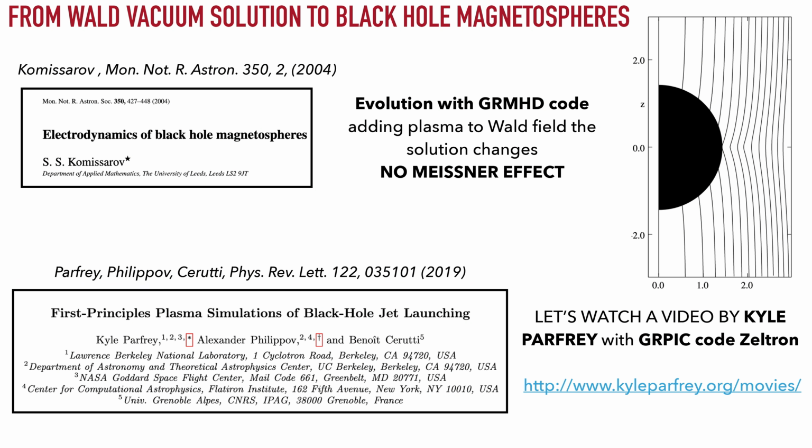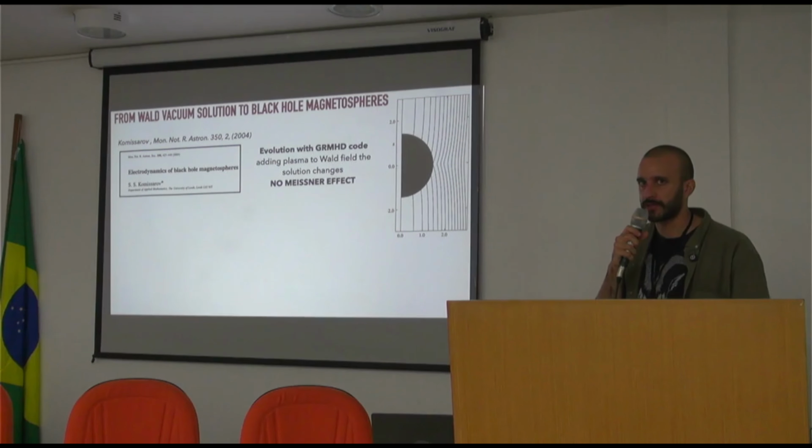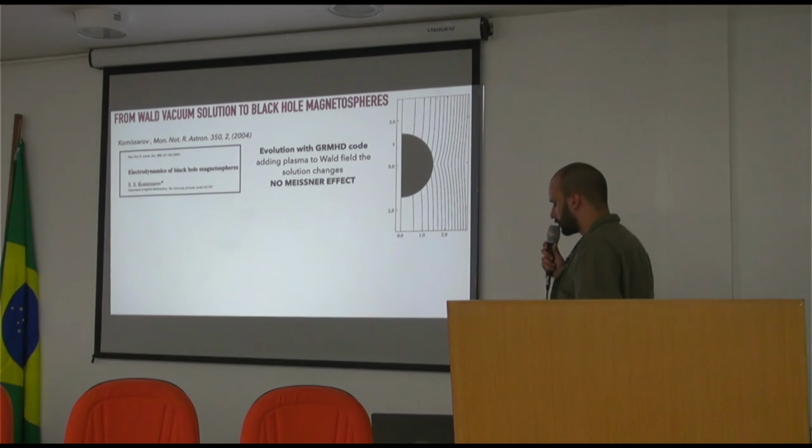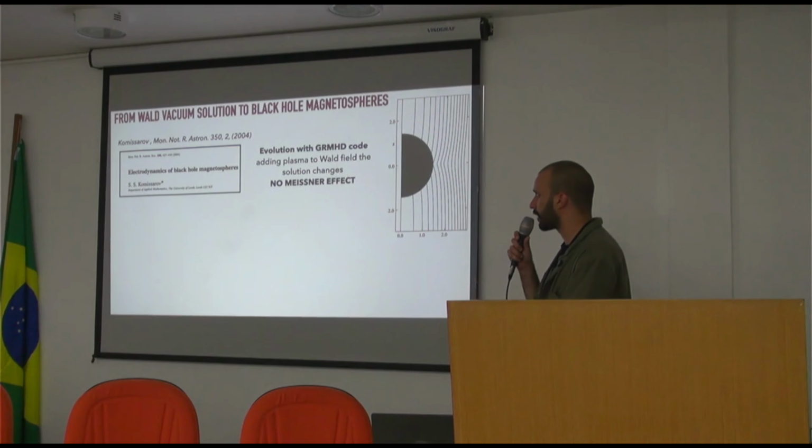So there was also some idea that since an extreme Kerr black hole immersed in an external field is subject to the black hole Meissner effect, then we cannot have extraction of energy because the magnetic field lines never touch the horizon. This was actually found not to be true if we relax the assumption that we are in vacuum.